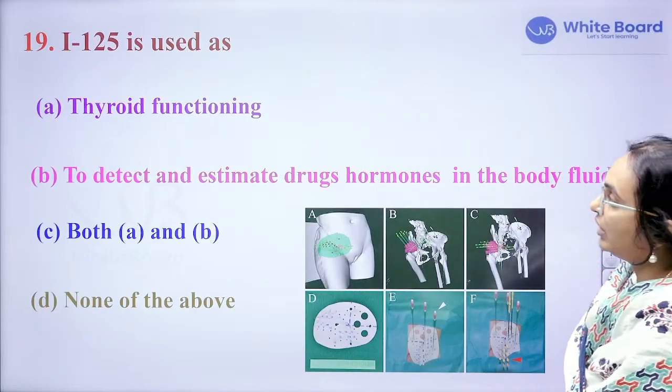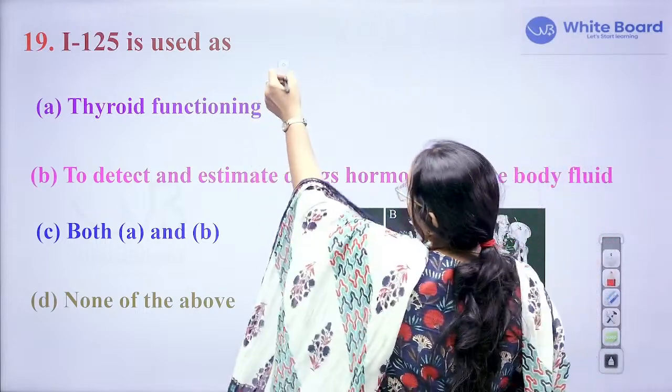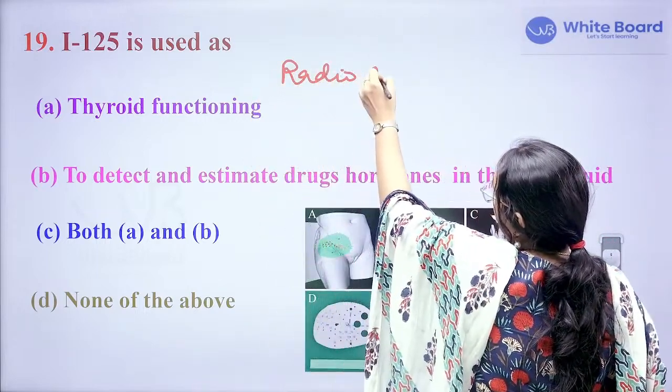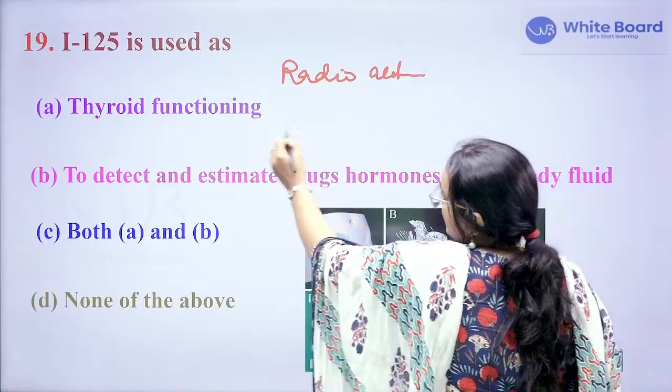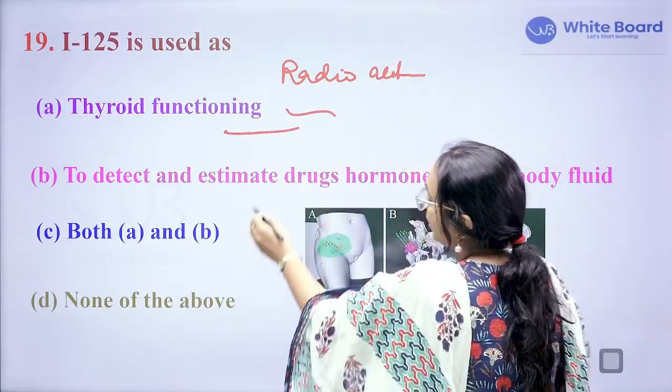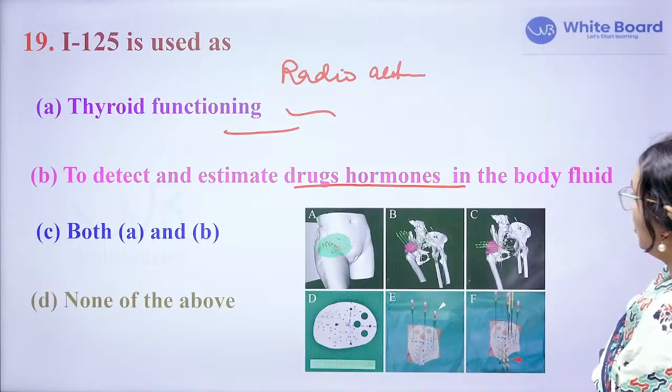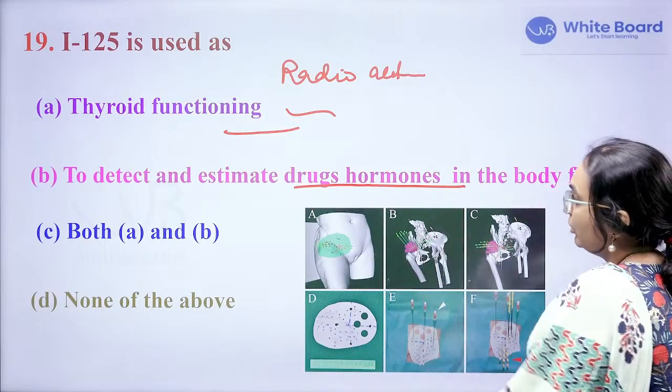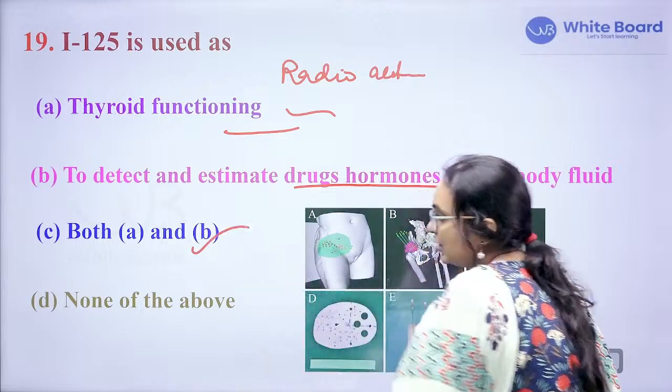Radioactive iodine 125. This is a radiopharmaceutical. It is helpful in thyroid functioning, to detect and estimate drugs and hormones in the body fluid. Both A and B are correct. Option is C.